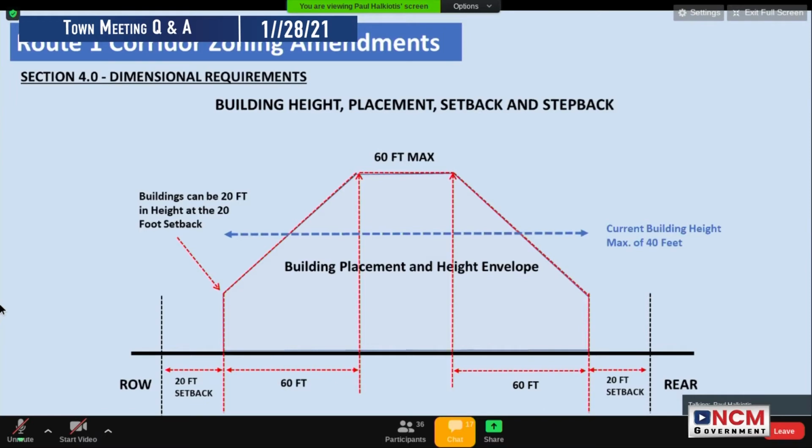The other thing about building height that you need to bear in mind here is that the airport is nearby. And the development of a building on any particular lot in this corridor is going to need to comply with FAA restrictions for the Norwood Airport.